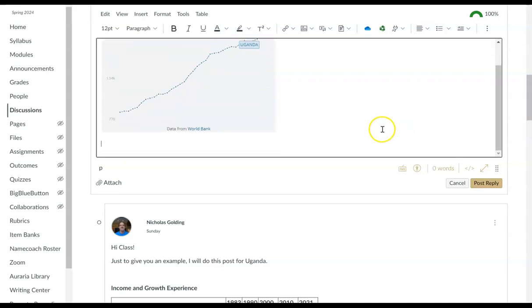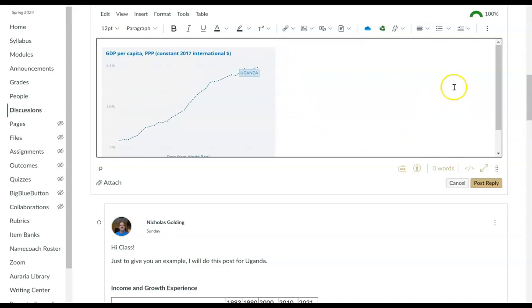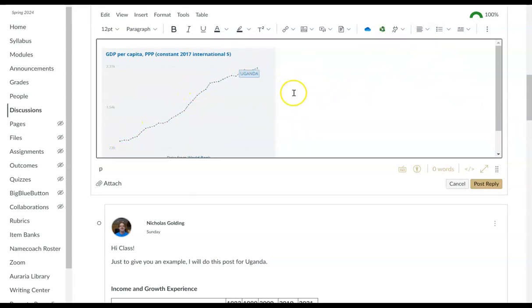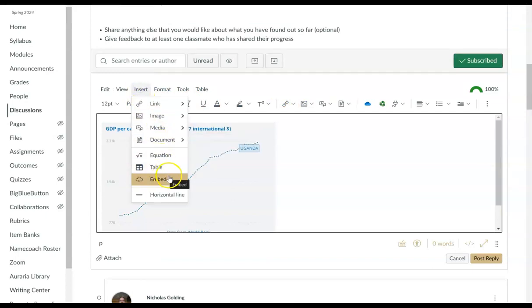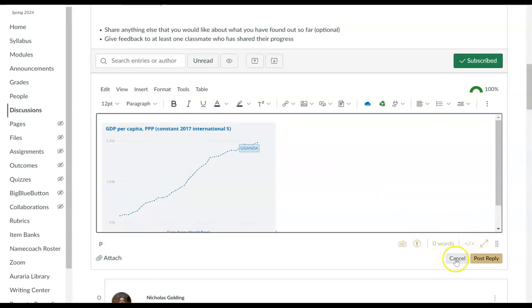So I can actually insert these directly into my country report for this week, and the people will be able to scroll over them and see the exact values, which is very useful. So again, that's called embed, and we do it by insert, embed, then pasting in the embed code. And I don't want to save this, so I will just cancel it.